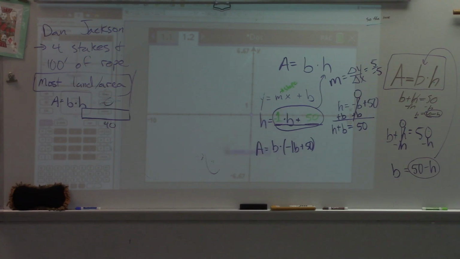Now I only see 1 point, but remember how when y'all made your graph, you had to go all the way out to 50 in the base, you had to go up to like 700 in the area?